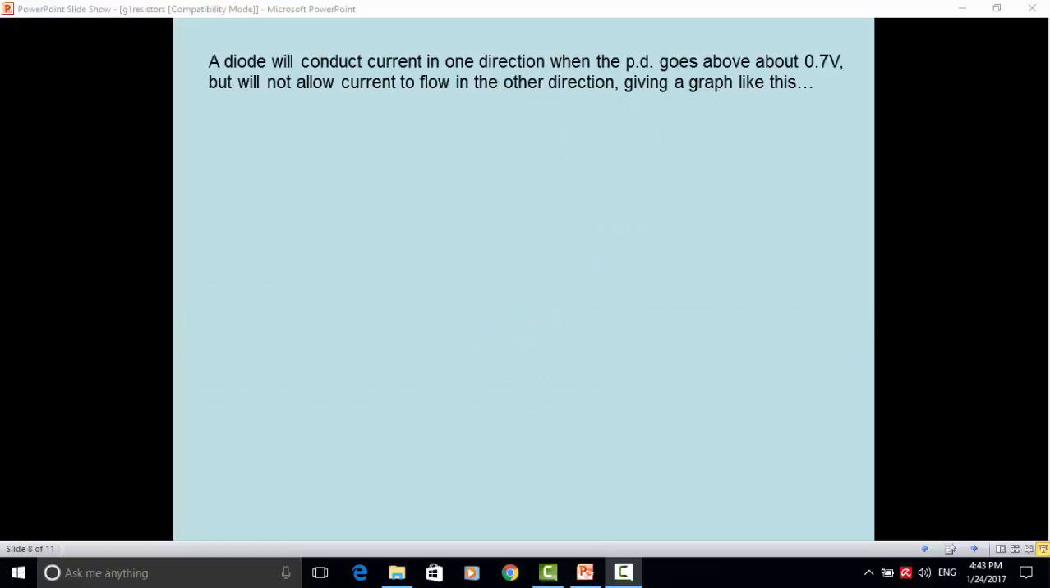A diode conducts current in one direction when the potential difference goes above around 0.7 volts, but will not allow current to flow in the other direction. This gives a graph something like this.